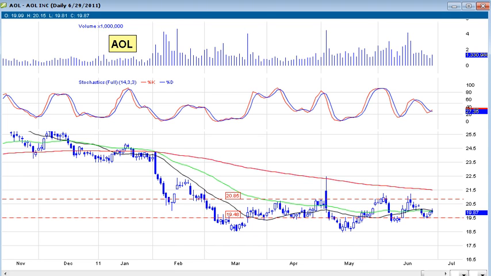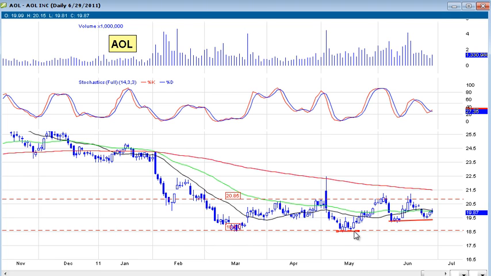You can actually see AOL in a kind of a channel down here, a nice basing channel. This is actually a very nice inverted head and shoulders pattern: left shoulder, head, right shoulder.